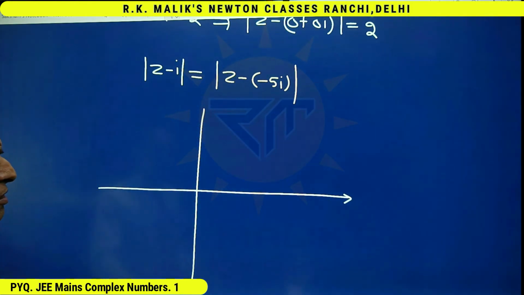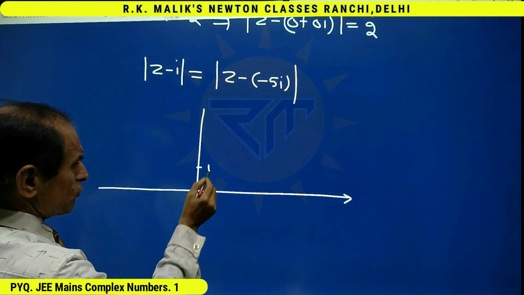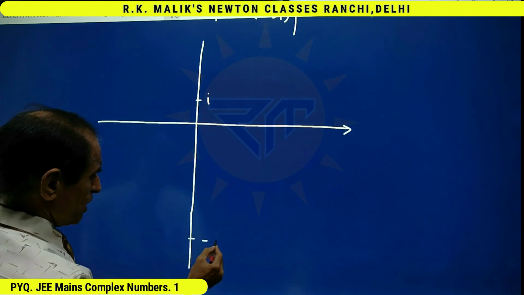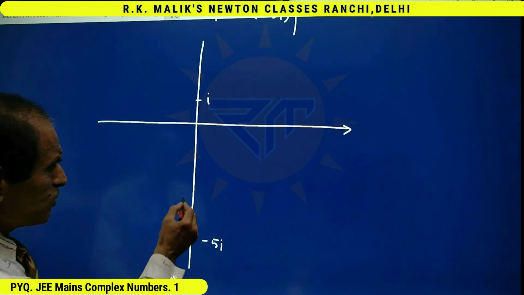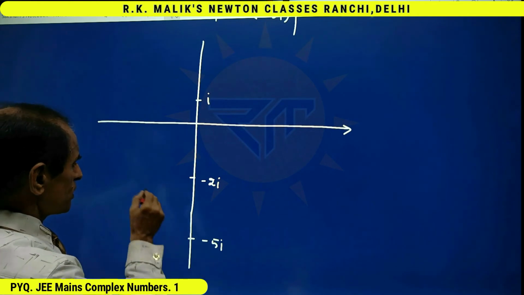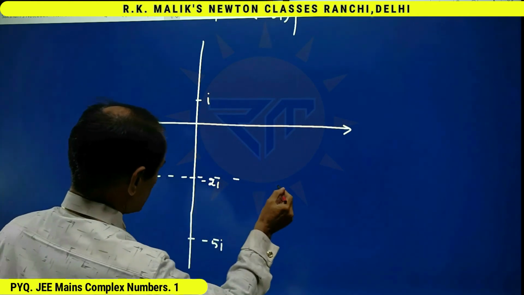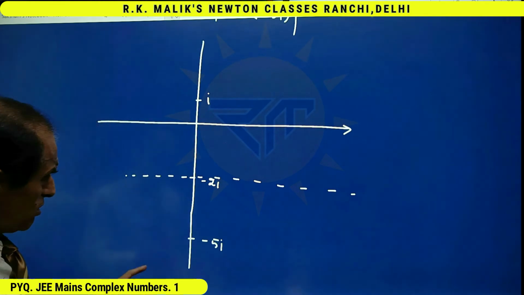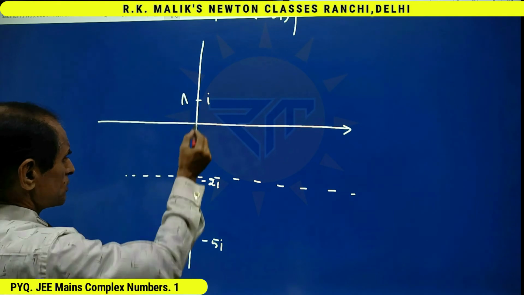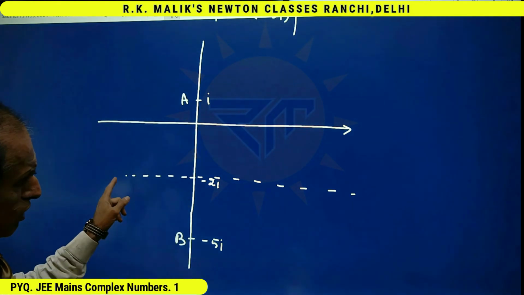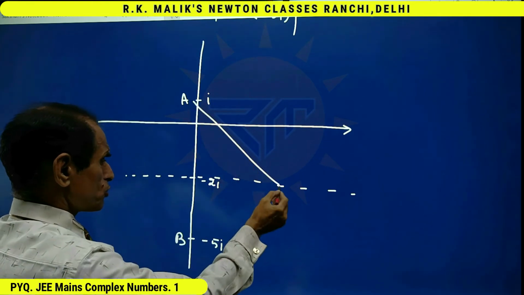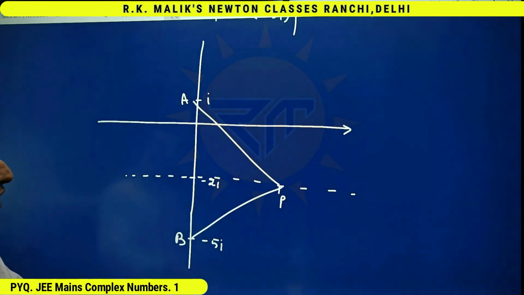That is, if iota is here, minus 5 iota is here, the midpoint will be at minus 2 iota. For any point on this line, this line is the perpendicular bisector of the line joining A and B. For any point on this line, say P, this will be surely equal to this.